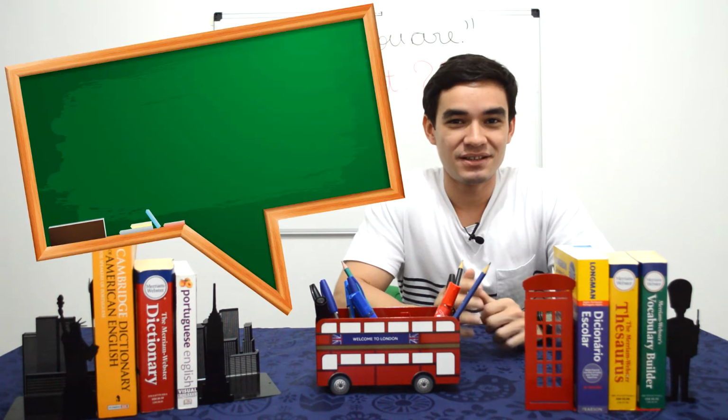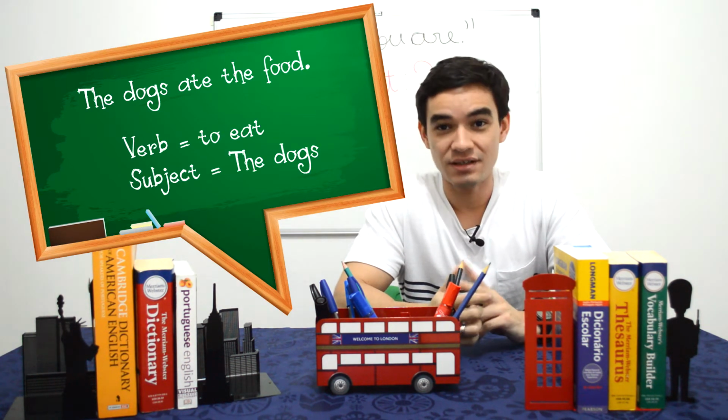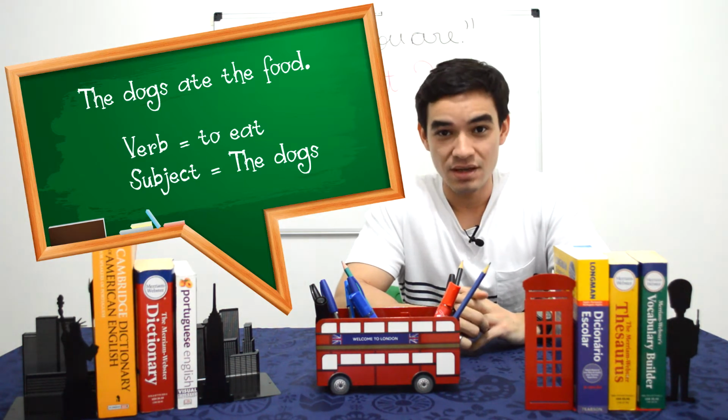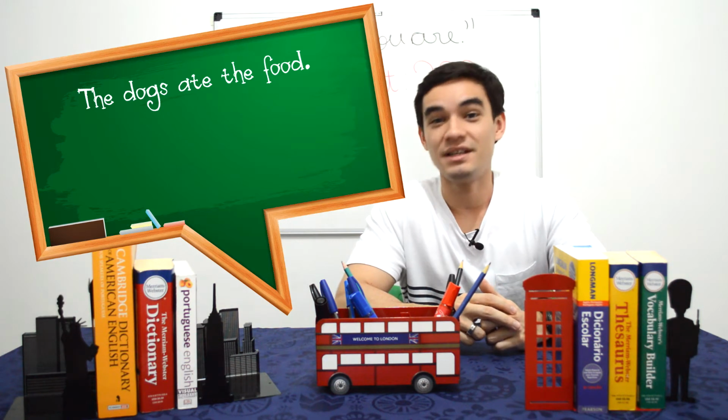Another example. The dogs ate the food. We already know that the verb is to eat and the subject is the dogs. Now, the third step. Who suffered the action of being eaten?